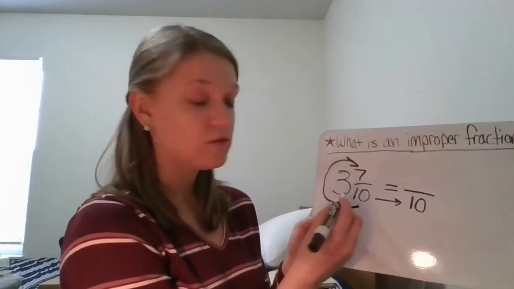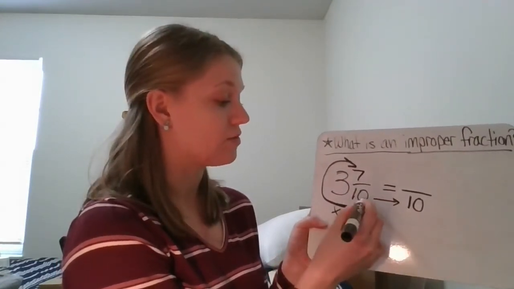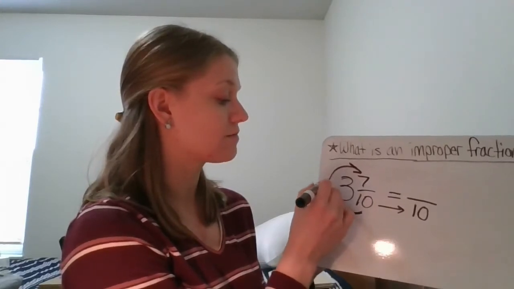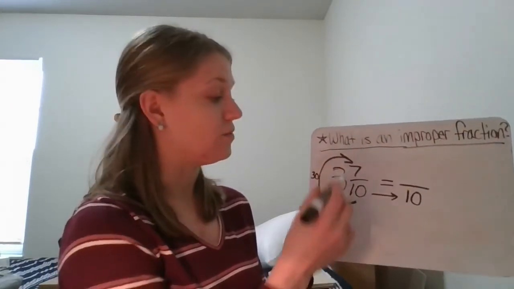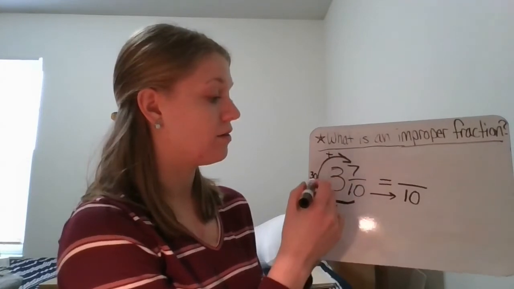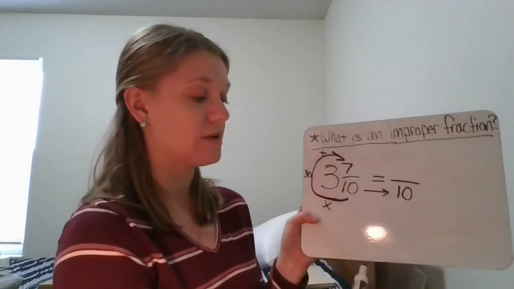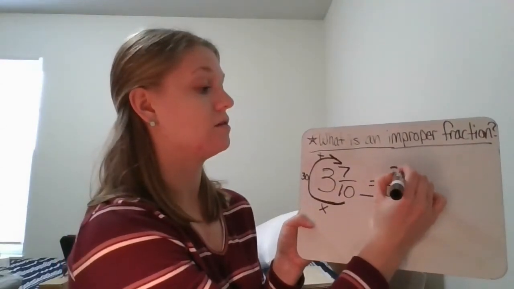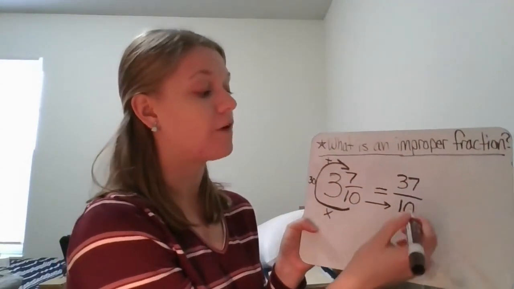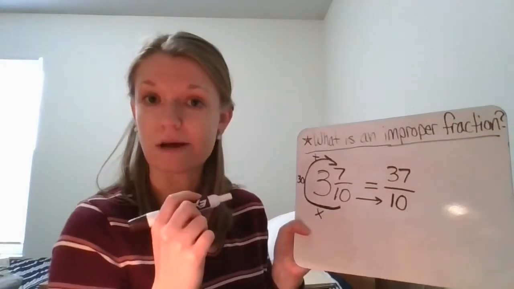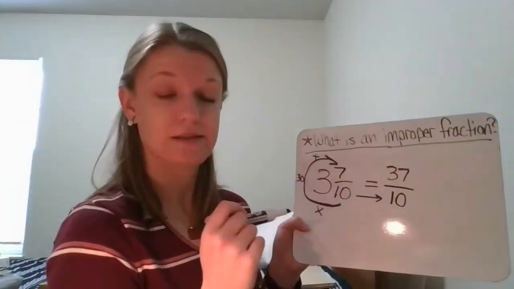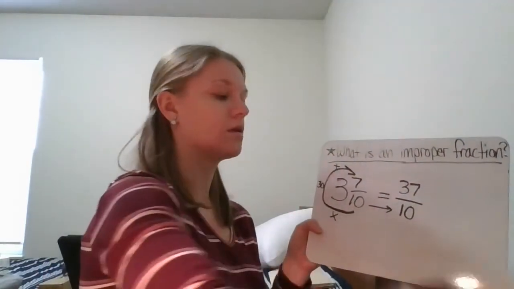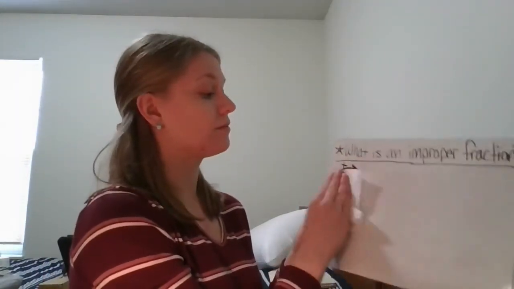On the first round, we multiply. 10 times 3, or 3 times 10, is 30. Then we add 30 plus 7, and that is 37. So the improper fraction that's equal to our mixed number is 37/10. Pretty simple, right? I bet you can do another one.